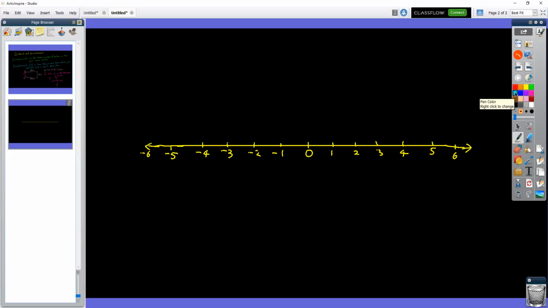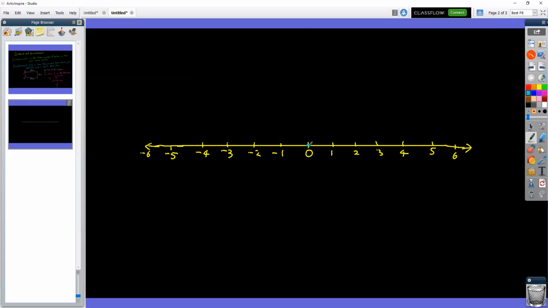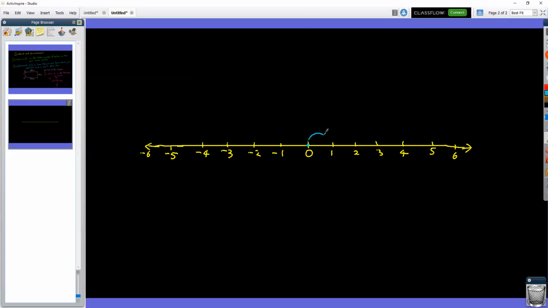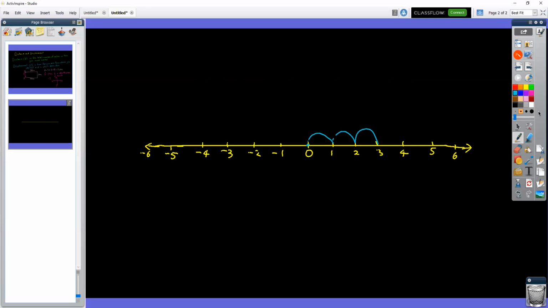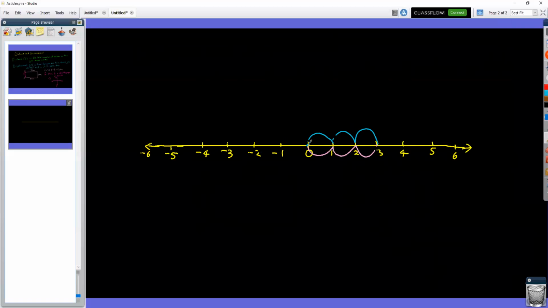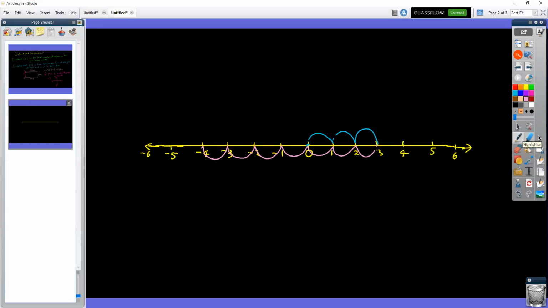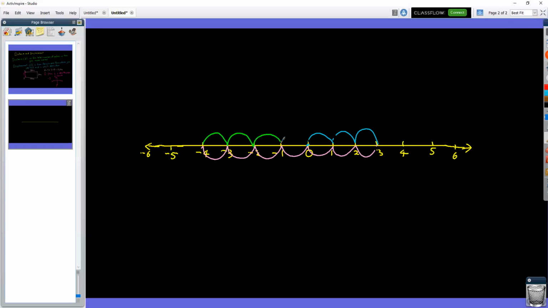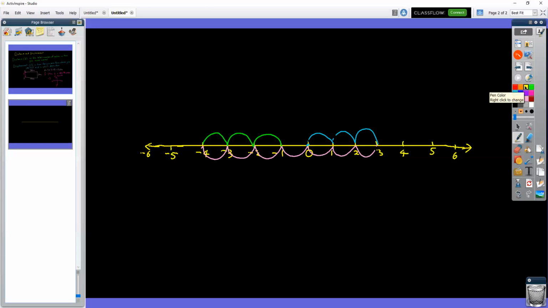Okay, so we're now going to go on a journey in a different colour. Let's go blue. So we're going to start at 0 here, and we're going to go to the right 1, 2, 3 places. And then I'm going to go to the left 1, 2, 3, 4, 5, 6, 7 places. And then I'm going to go to the right again, and I'm going to go 1, 2, 3 places. So I want to do the maths for this now with you.